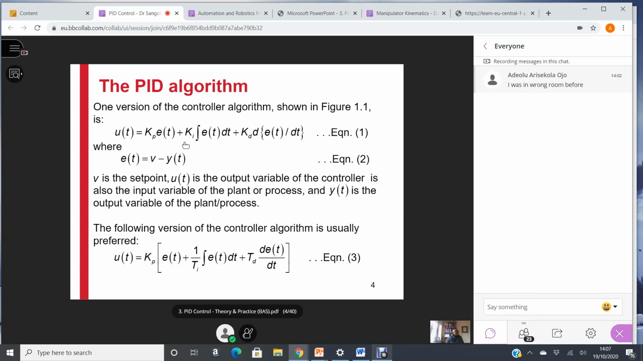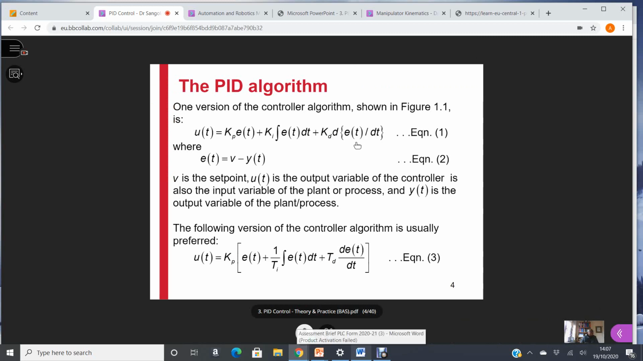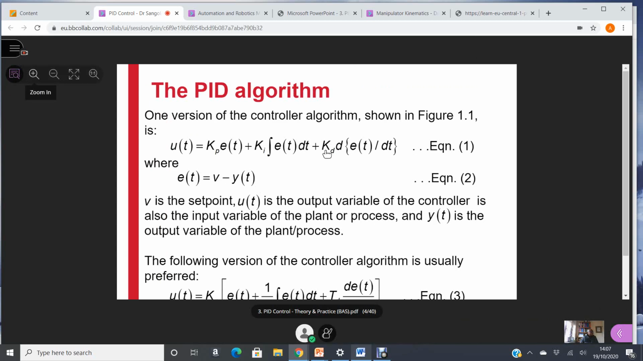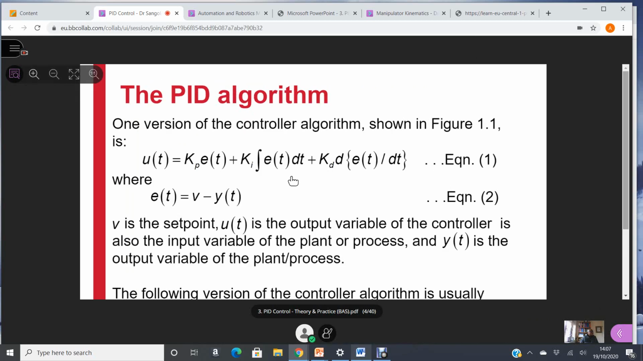And that integral part of the control law is directly proportional to that integral, and the constant of proportionality is the integral gain Ki. Finally, the third part, which is the derivative part, is proportional to the instantaneous derivative, the derivative at the current time, of the error signal. Okay? So the constant of proportionality is Kd, the derivative gain.